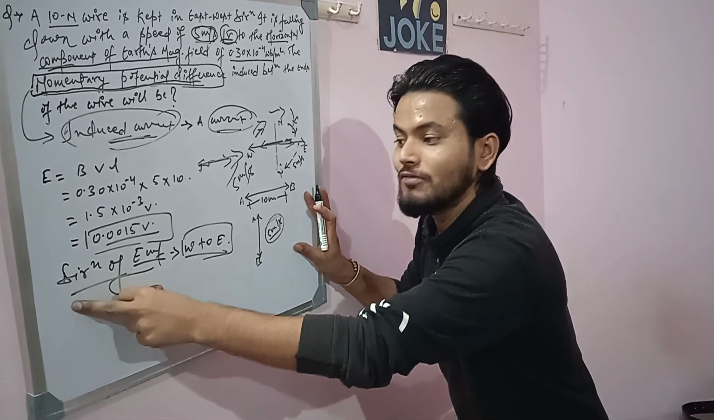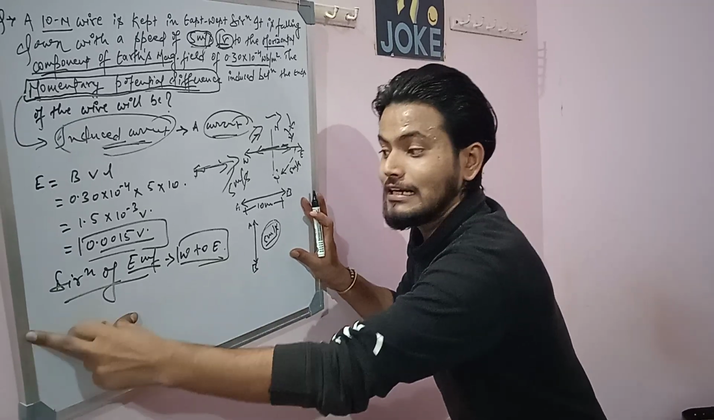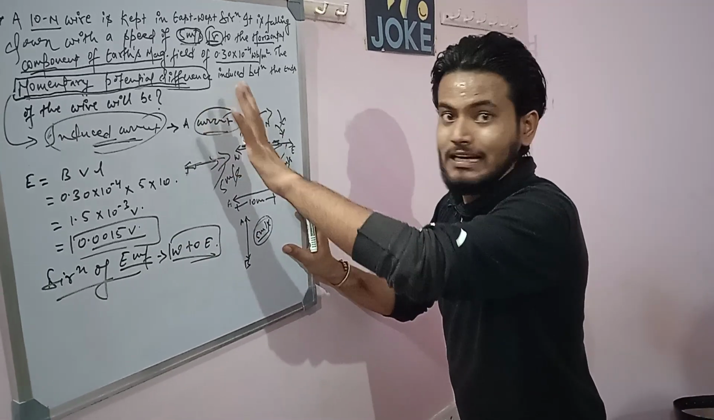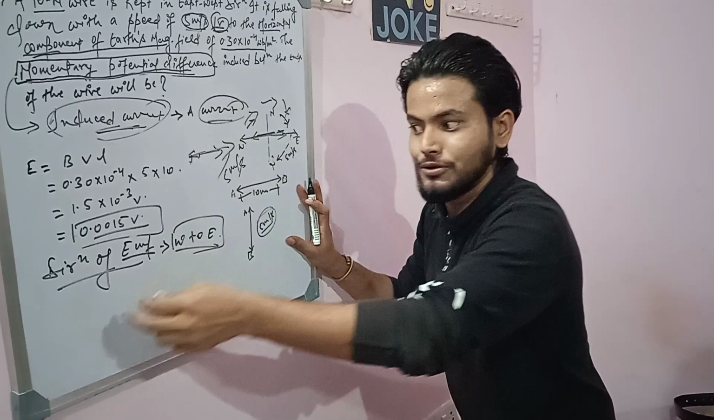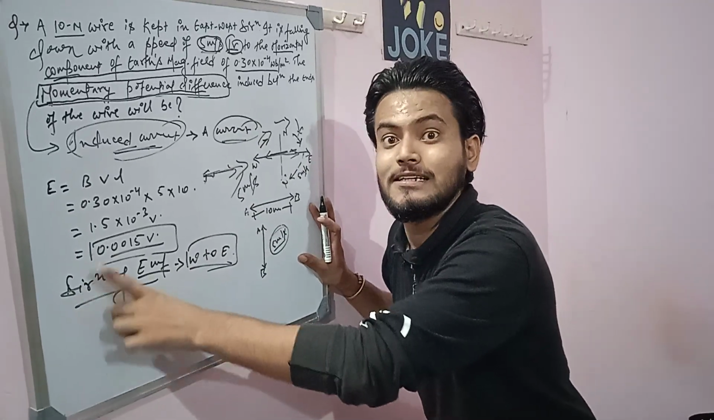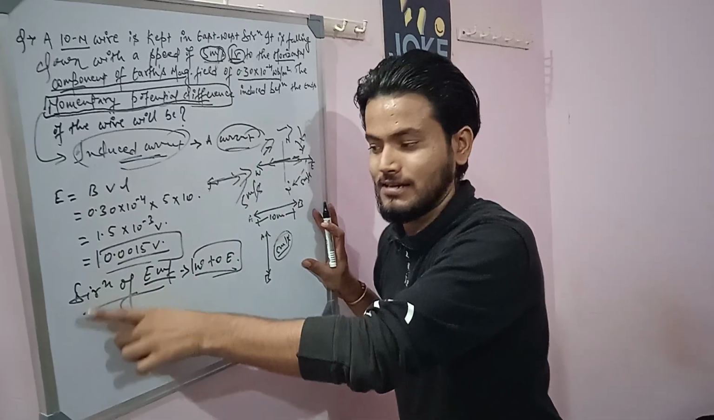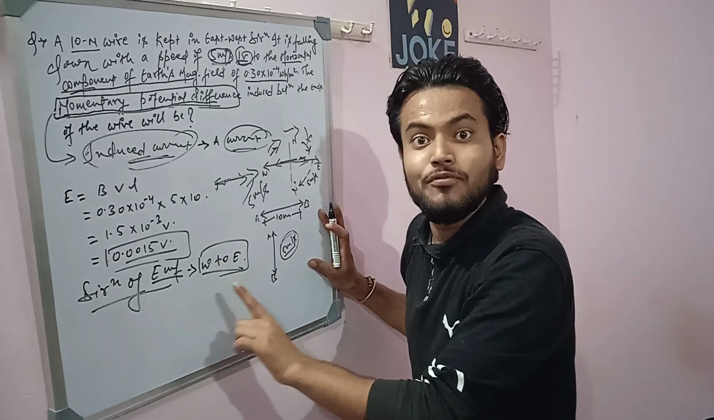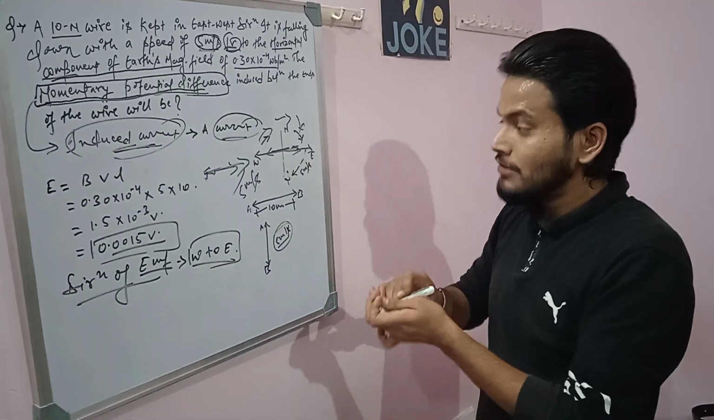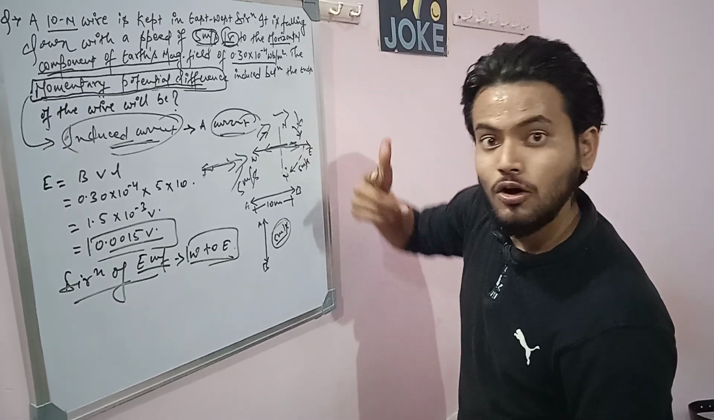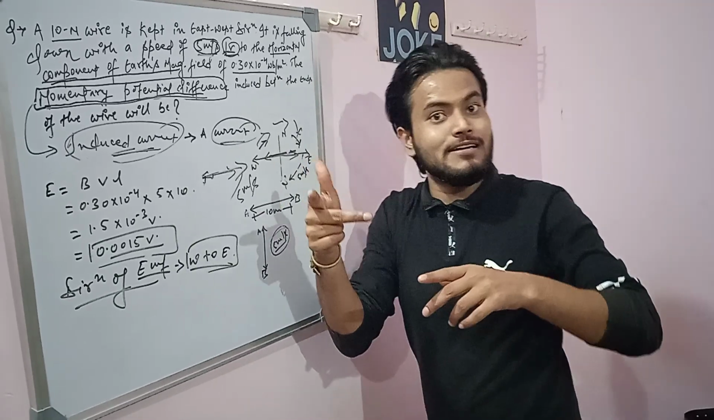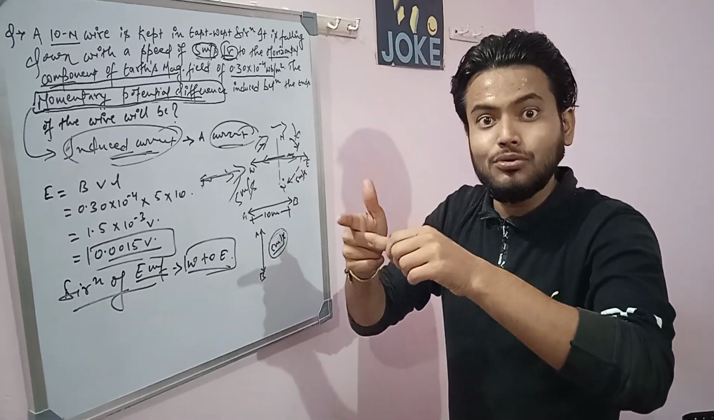So what will be the direction of that EMF? It is not asked, but I am telling you that if they ask the direction also, obviously they can ask, right? So the direction will be from west to east. How do we find it out? We find it out with Lenz's law. The other way we can find it out is by Fleming's right hand rule. According to Fleming's right hand rule, what does it say?